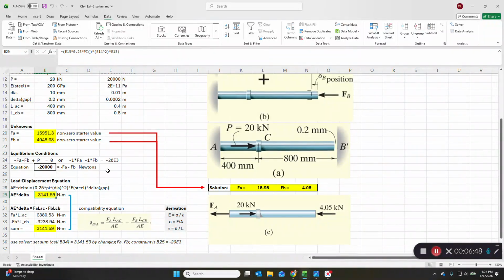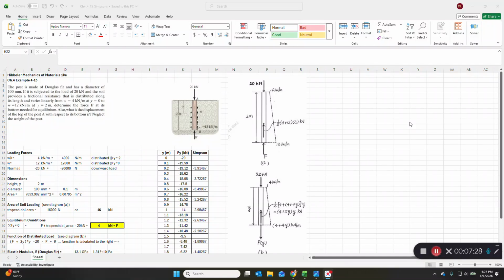And so there we have it. Our AE delta is equal to the sum of these other terms, which is correct. And our equilibrium equation does sum to minus 20,000. And those are the two reactions at the walls based on applying an axial load to this bar. So that's in newtons, so we're going to convert it to kilonewtons. So FA then is 15.95 kilonewtons. We have a 20 kilonewton applied load to the right, and that means that FB must be 4.05, the difference between the two, 20 minus 4.05, pointing to the left.